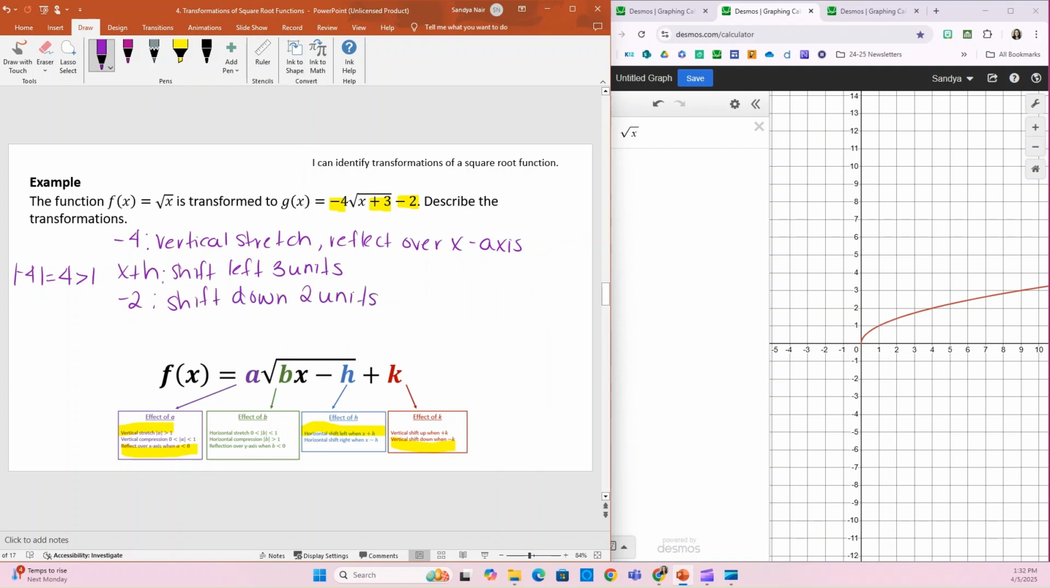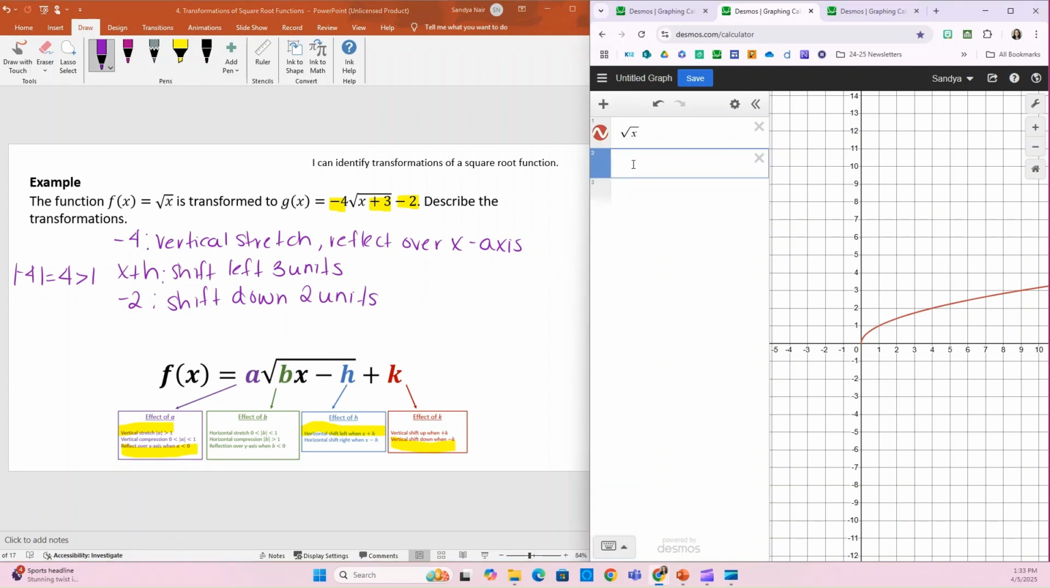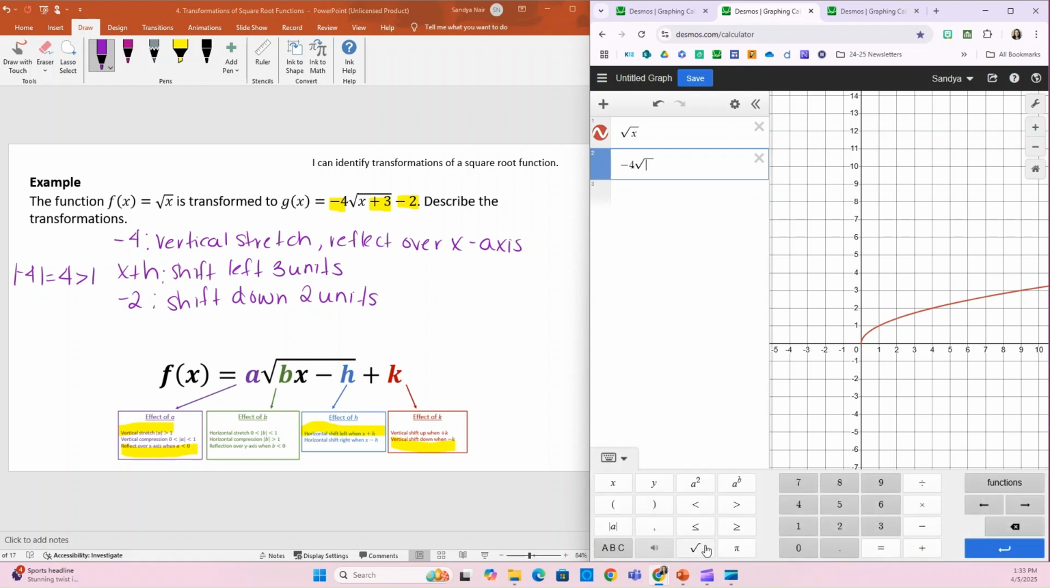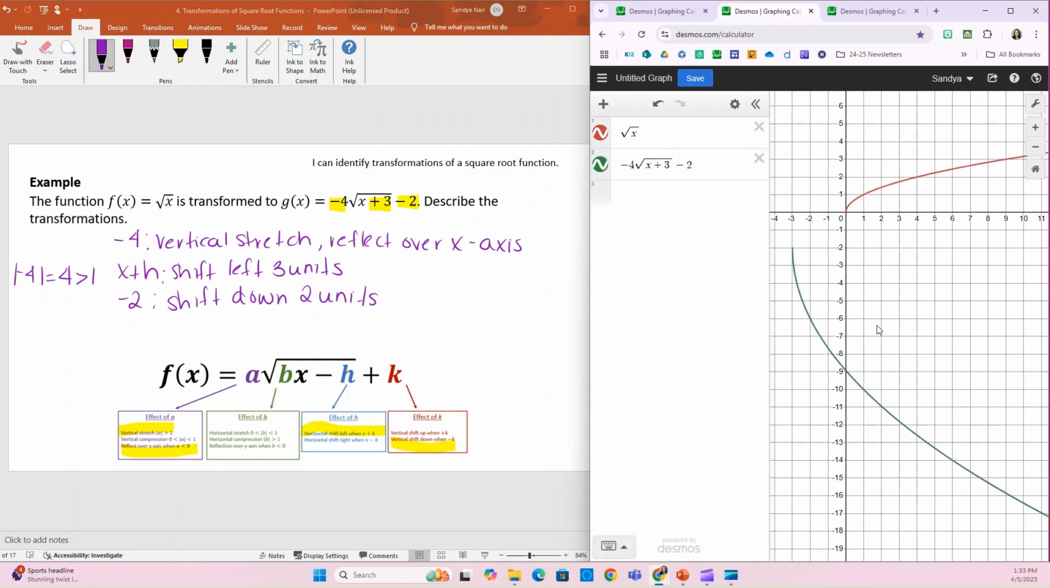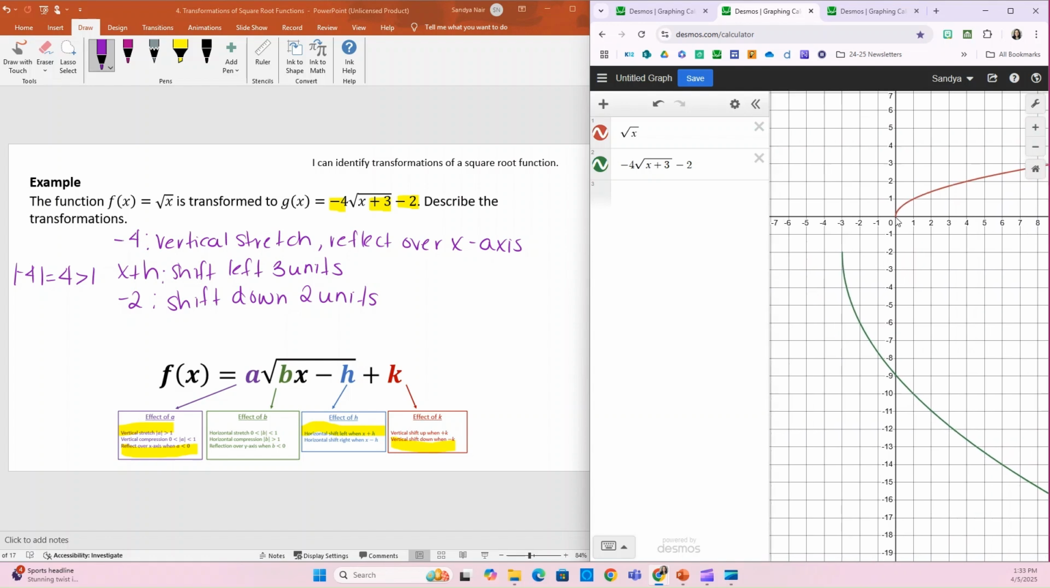This is what I figured out based on the information in the study guide, but I always want to double check in Desmos to make sure I got this right. I'm going to type -4, and then from the keypad, choose square root, do x plus 3, and then click outside the square root because that minus 2 goes on the outside. You can see the reflection pretty quickly. Also, it is vertically stretched. See how this graph is taller than that original graph? Let's look at the shift. The starting point went from (0, 0) to (-3, -2). So it was, in fact, shifted left 3 units and down 2 units.